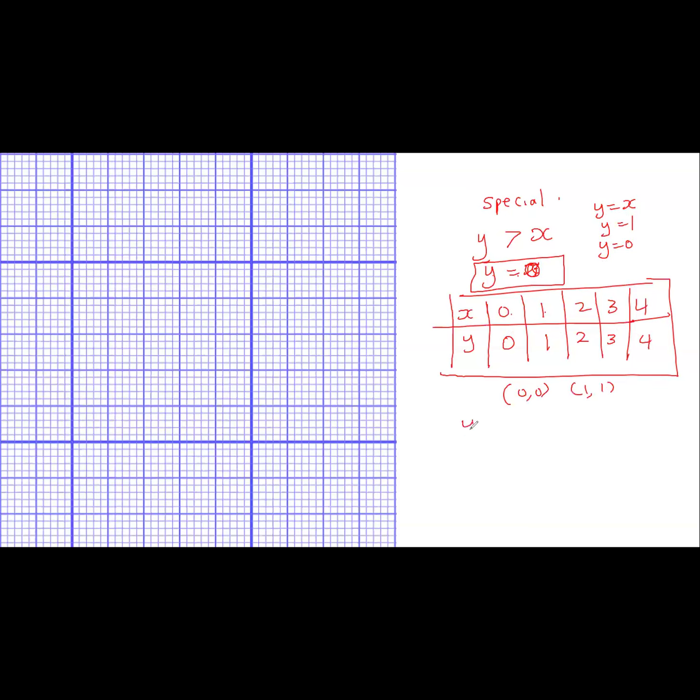In case it is maybe y is less than 2x, whereby our boundary line is going to be y is equal to 2x, for such a case, still you do the same.